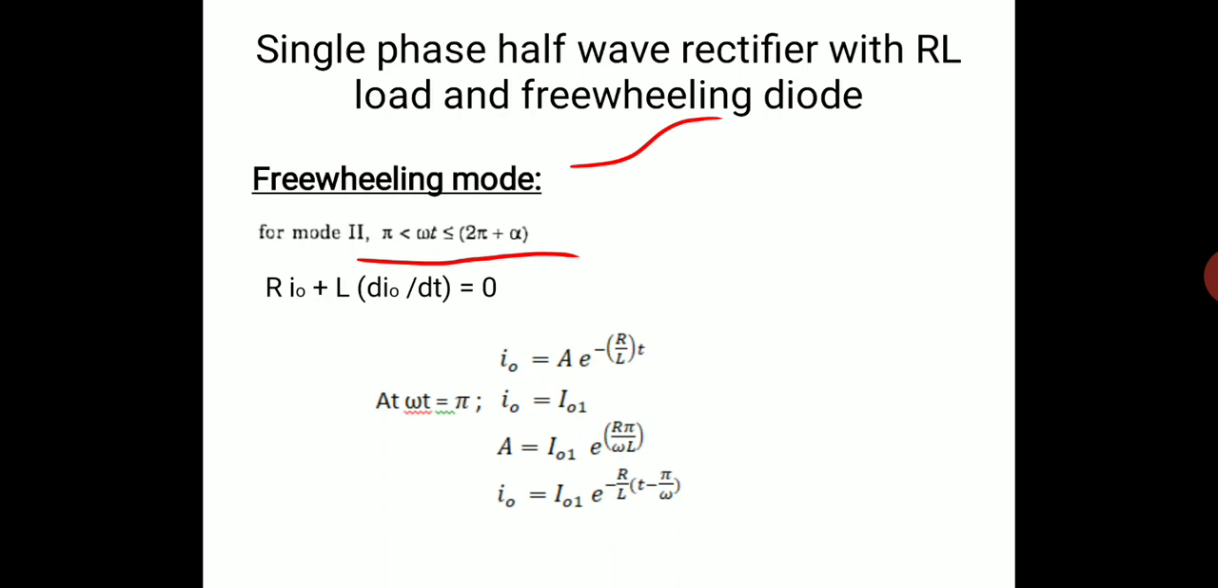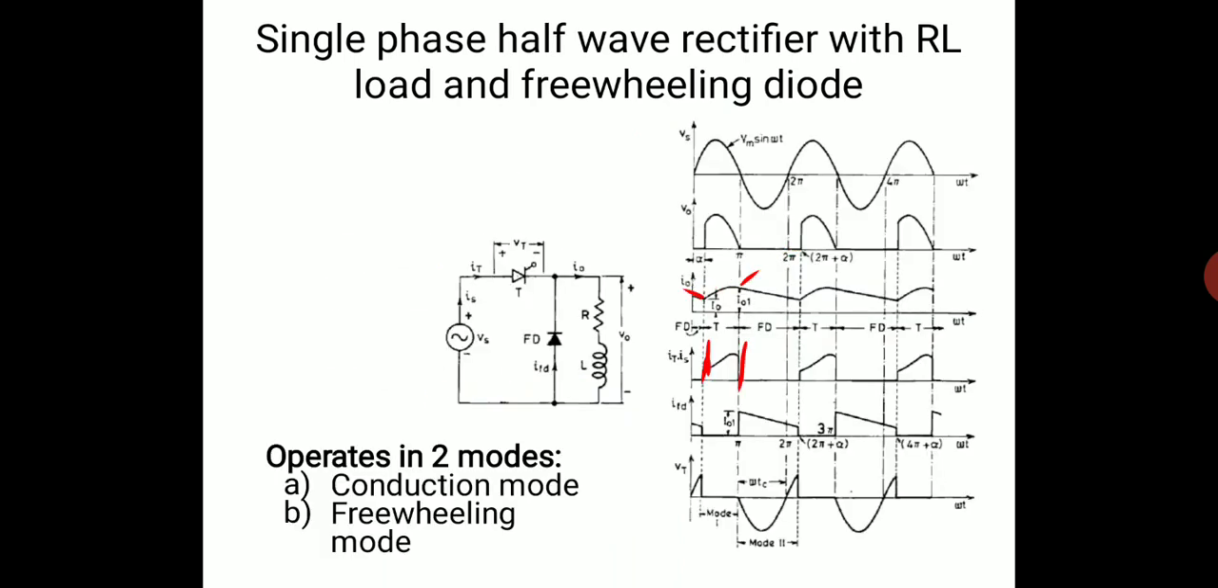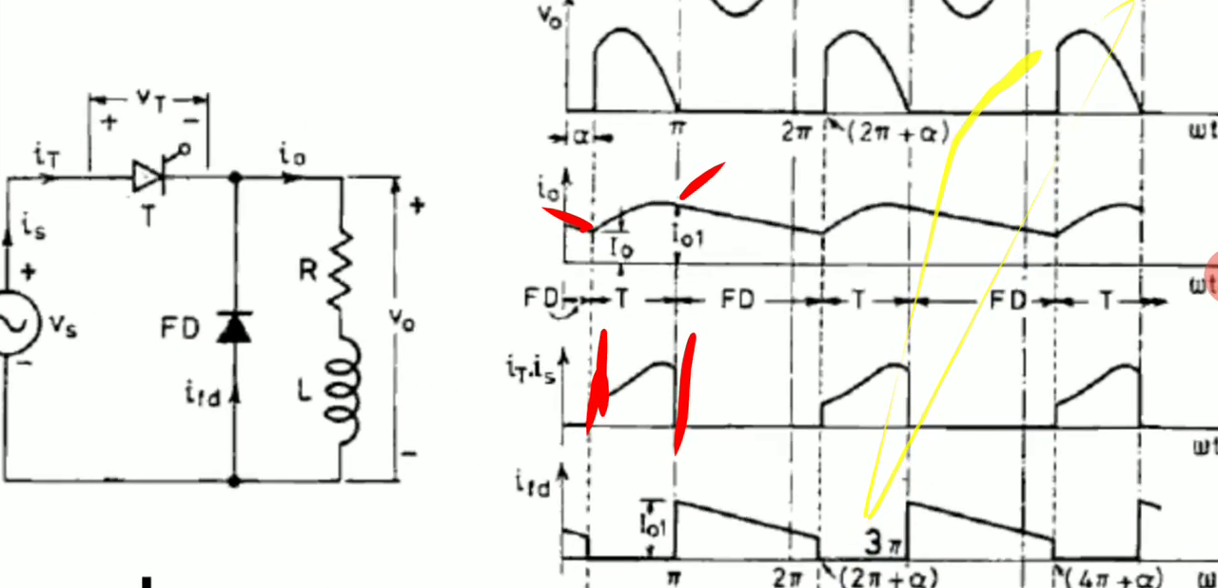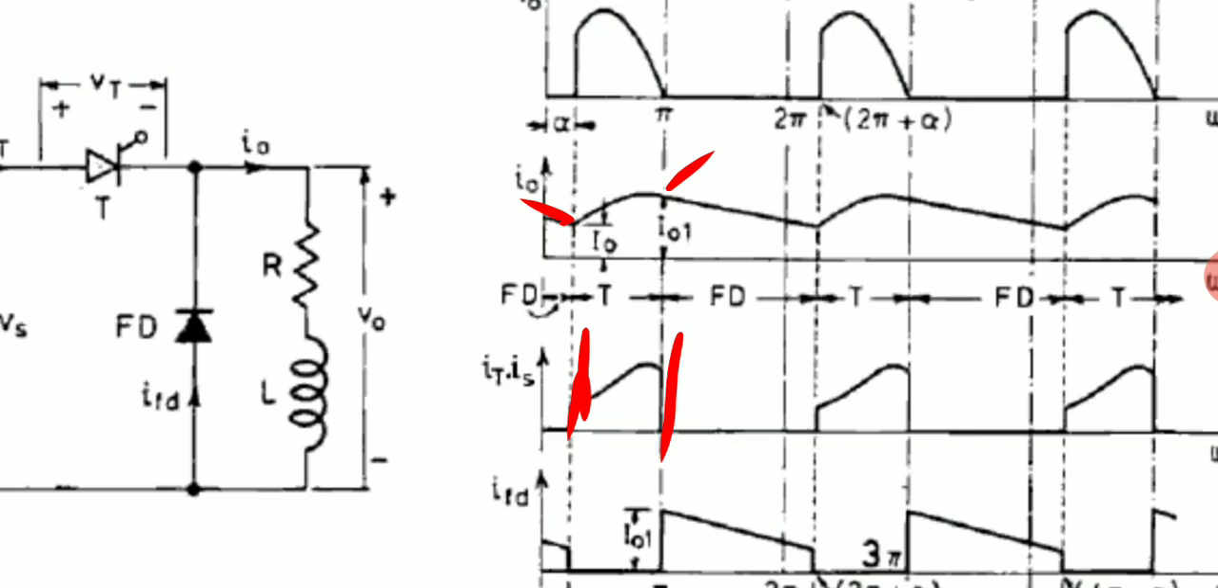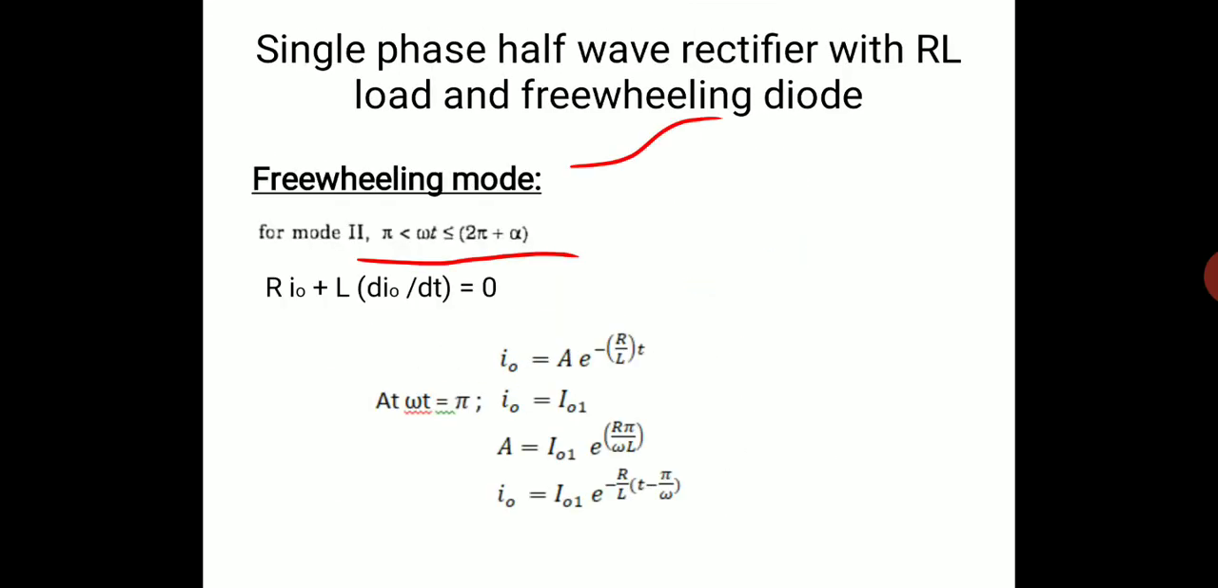And if we put omega t equal to pi, just now from the waveform we have observed that at omega t equal to pi, small i0 is equal to I naught 1. We have seen earlier, at omega t equal to pi, the current is I naught 1. And if we put small i0 equal to I naught 1, we get the expression for capital A. And if we put the expression for capital A in our above equation, we get the expression of load current I naught.